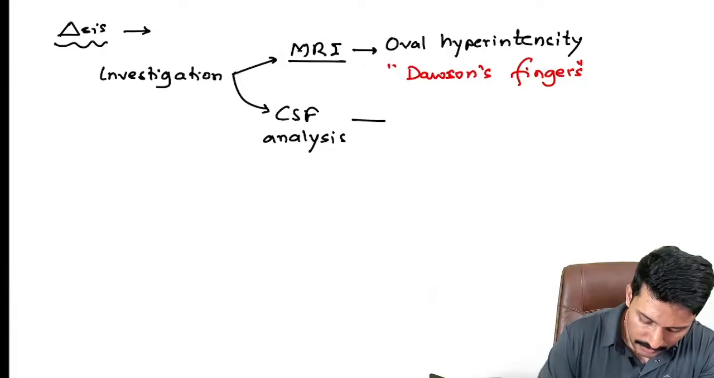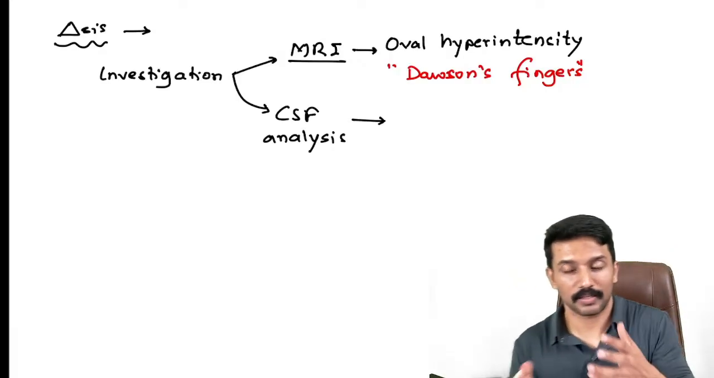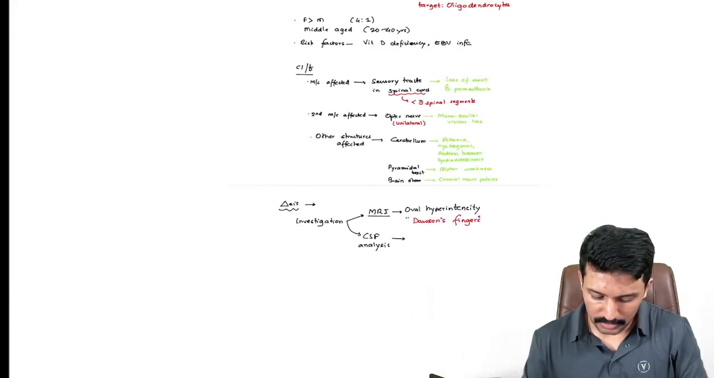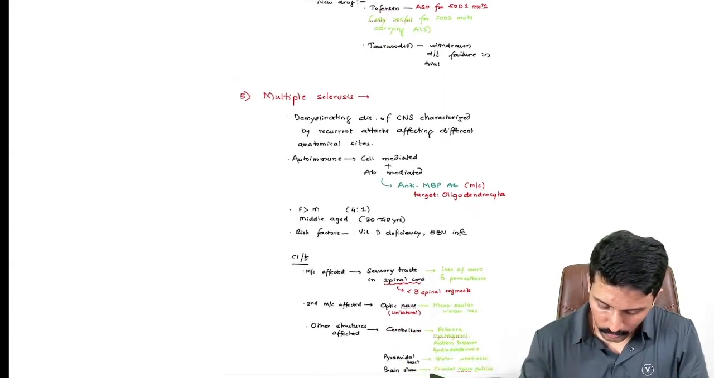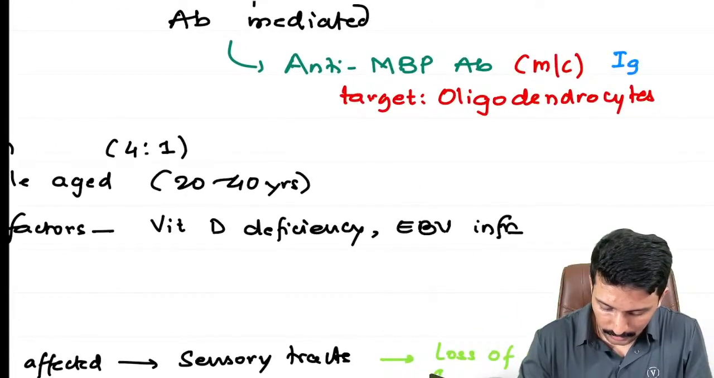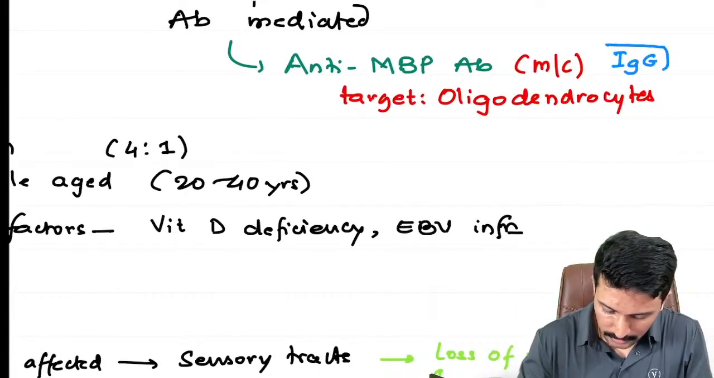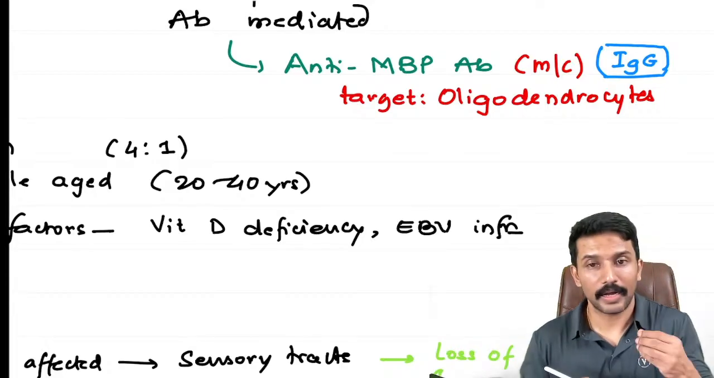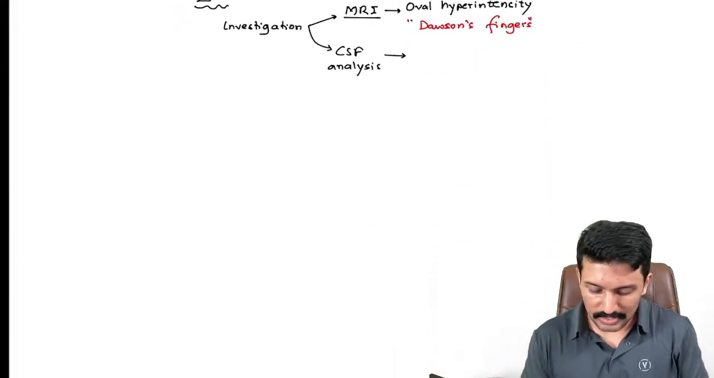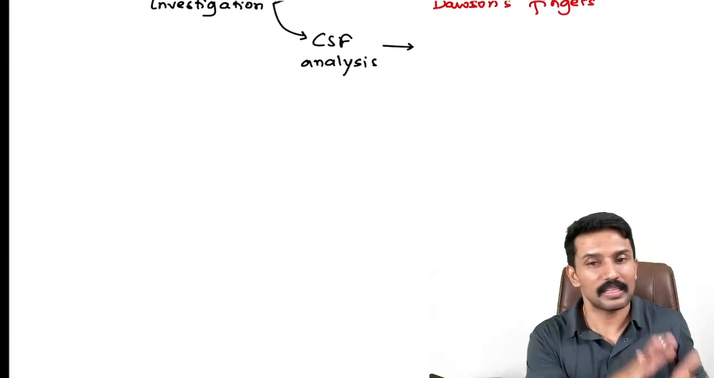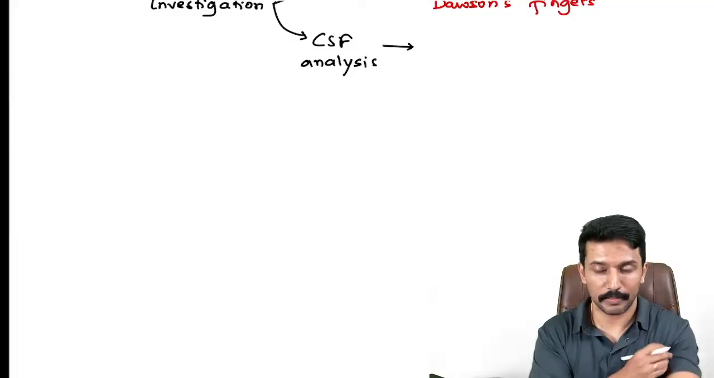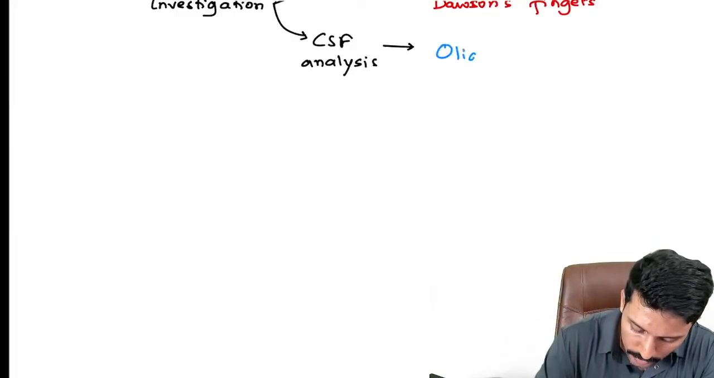And when we do CSF analysis, this anti-myelin basic protein antibody and other antibodies have reached the CSF. So there is an increase in the CSF protein. And I forgot to mention this point. This antibody that we are talking about is actually an IgG type of antibody. And normally in CSF, we do not have IgG. So if I do an electrophoresis, I will be able to see IgG, which is normally not seen in the CSF. And the band where we see IgG is called oligoclonal bands.